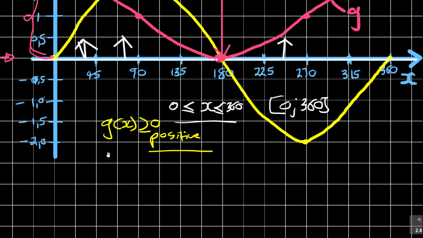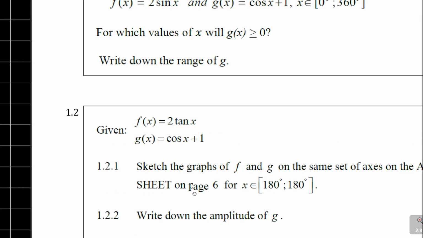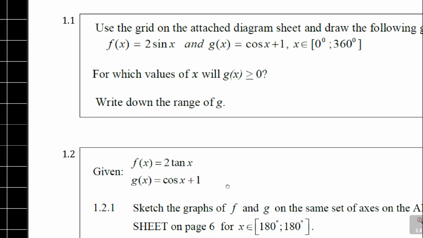Alright guys, these are graphs. This is what they will ask you on graphs. Alright, so that was that.